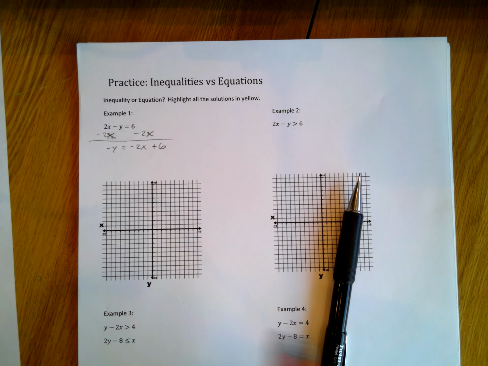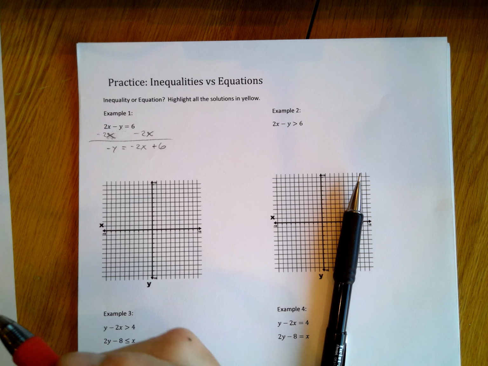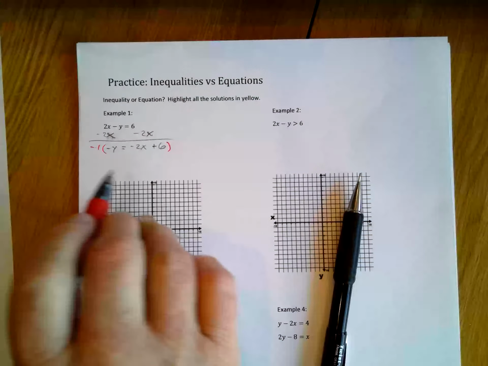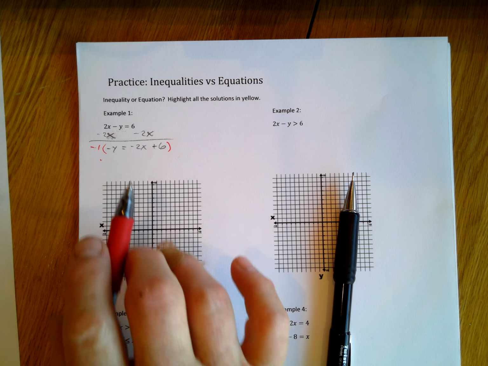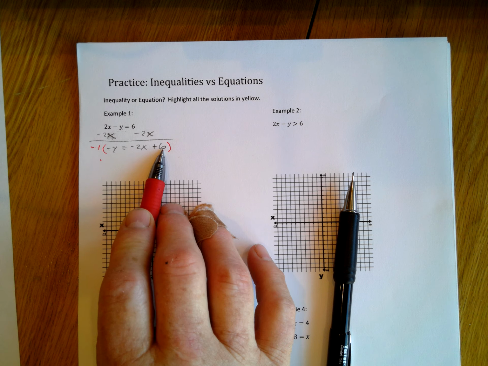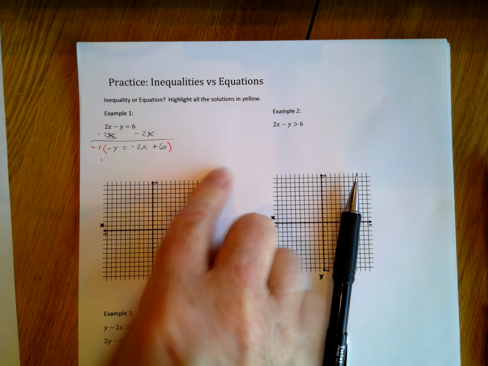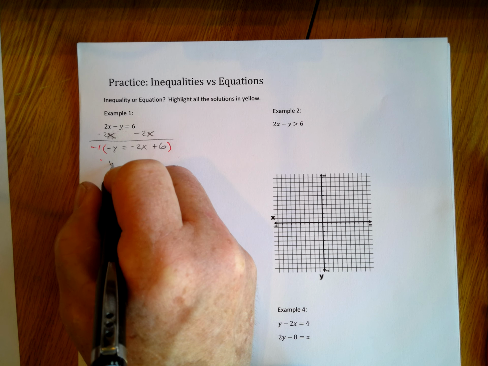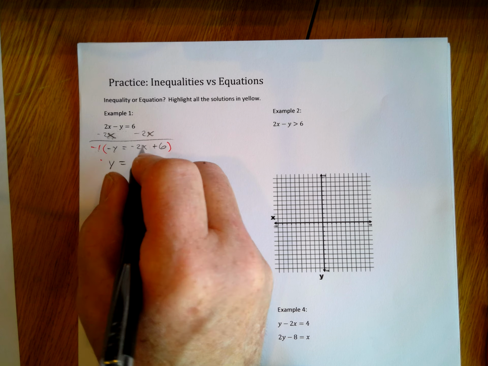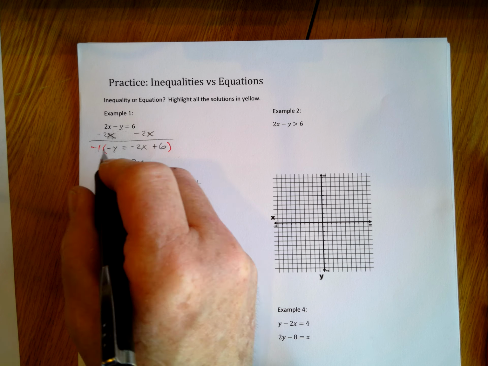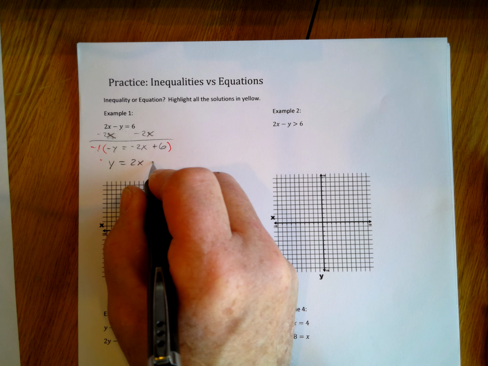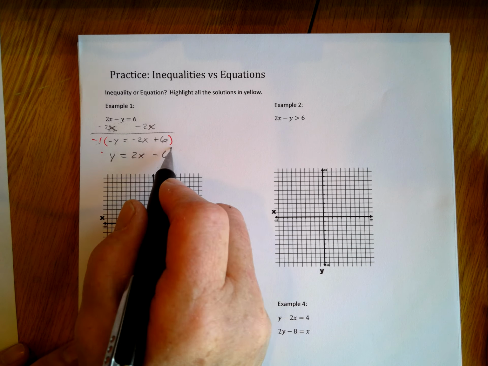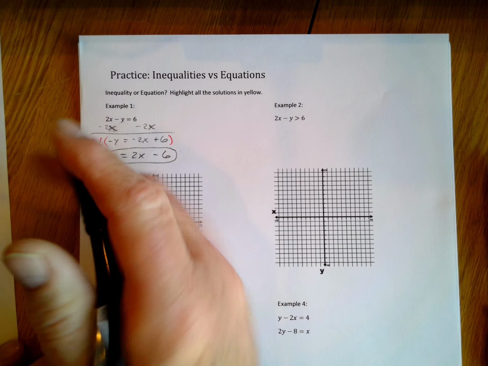How do I get rid of that negative? Well, there's a couple ways. One way is I can multiply everything by negative 1. And I mean everything. That's why I put parentheses around it. I could have divided this and this and this by negative 1. I could have added that y over. There's multiple ways. But negative 1 times y, negative y, is positive y. Negative 1 times negative 2 is positive 2. And negative 1 times positive 6 is minus 6. So here is my manipulated equation.